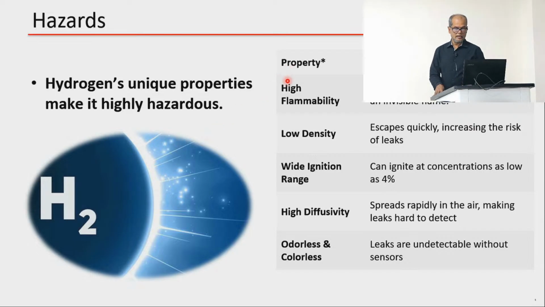Then these are the properties, and it does mention why it is dangerous. High flammability means that it ignites at low energy and burns with an invisible flame, as I mentioned. Low density means it escapes quickly, increasing the risk of leaks. And wider flammability range, we already mentioned 4 to 75%. High diffusivity means it spreads rapidly in the air, making leaks hard to detect.